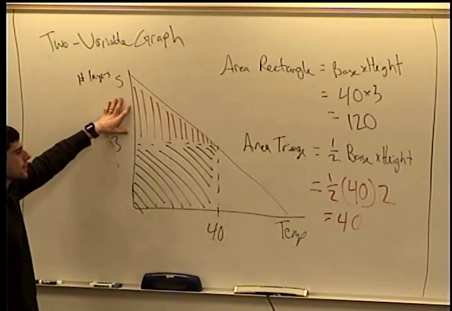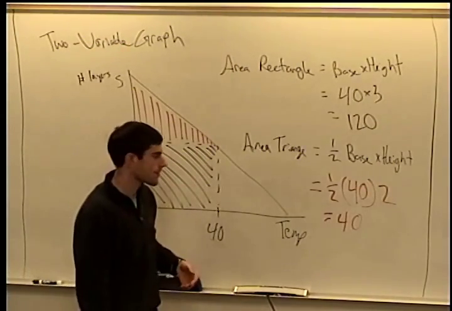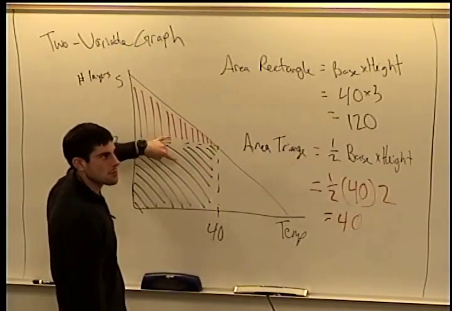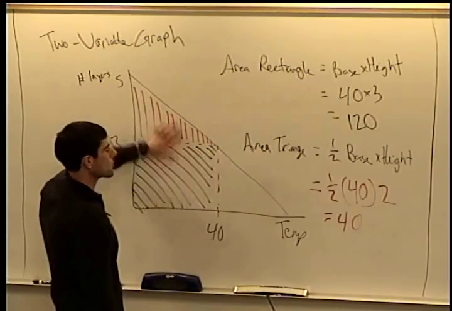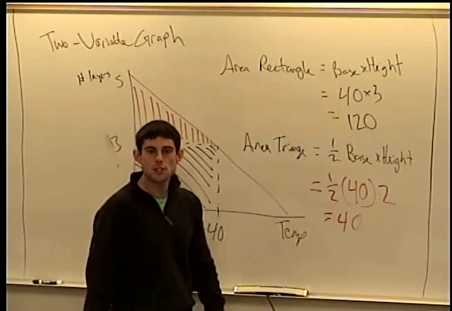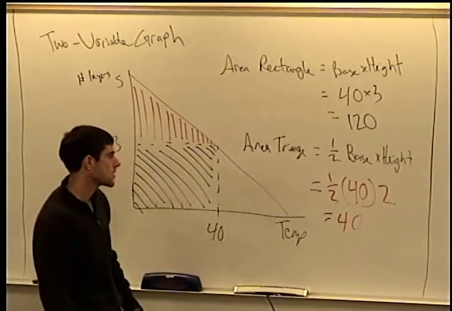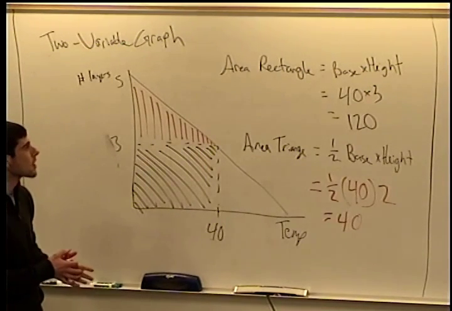And then lastly, if we want to know the combined area, we would just simply add them together. So after we find these areas separately, we could add them together to get the total area of the colored region. So that would be 120 plus 40, which is 160. Okay, so that's areas using the graph.